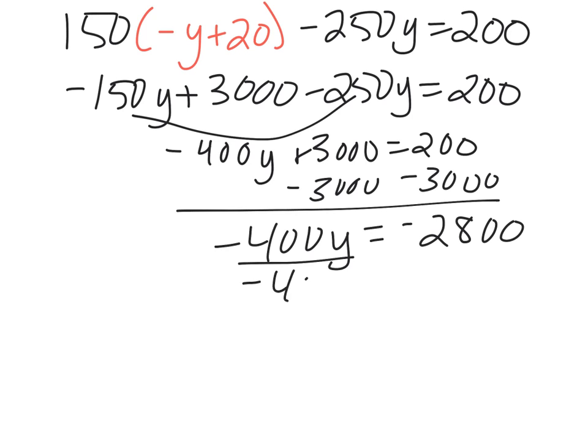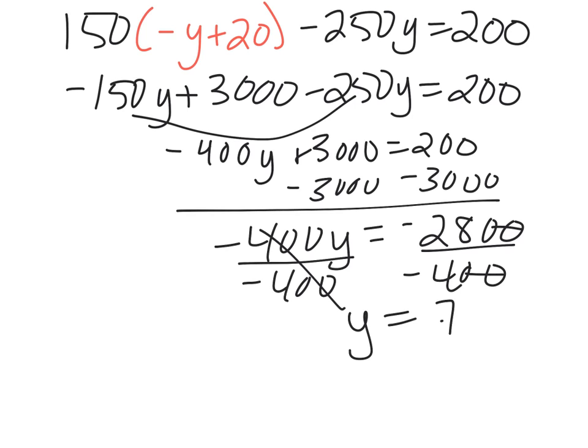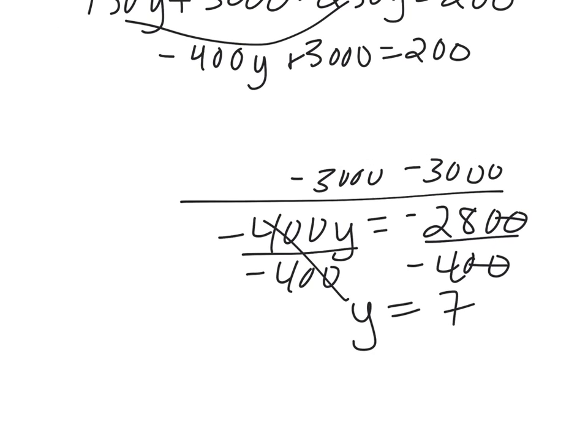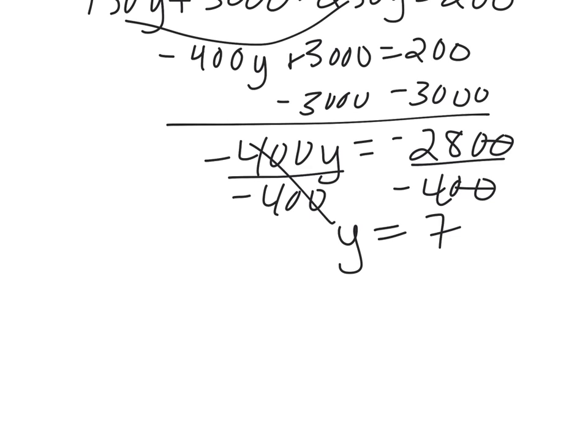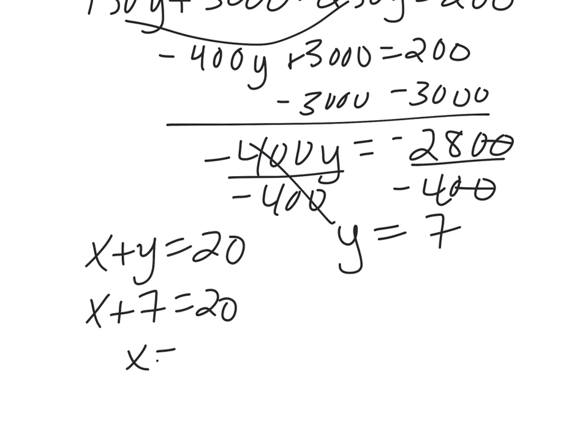Divide by negative 400, and you get y equals 28 divided by 4 is 7. So 7 questions incorrectly. So if I have 7 questions incorrectly, and the total number of questions was 20, then that makes x equal to 13 questions correctly. So let me go back.